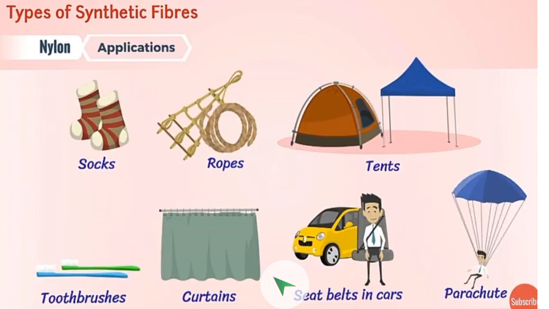The next synthetic fiber is nylon. It is prepared from air, water and coal. It is stronger than steel wire. It is used for making fishing nets, ropes, parachutes and bristles for brushes.